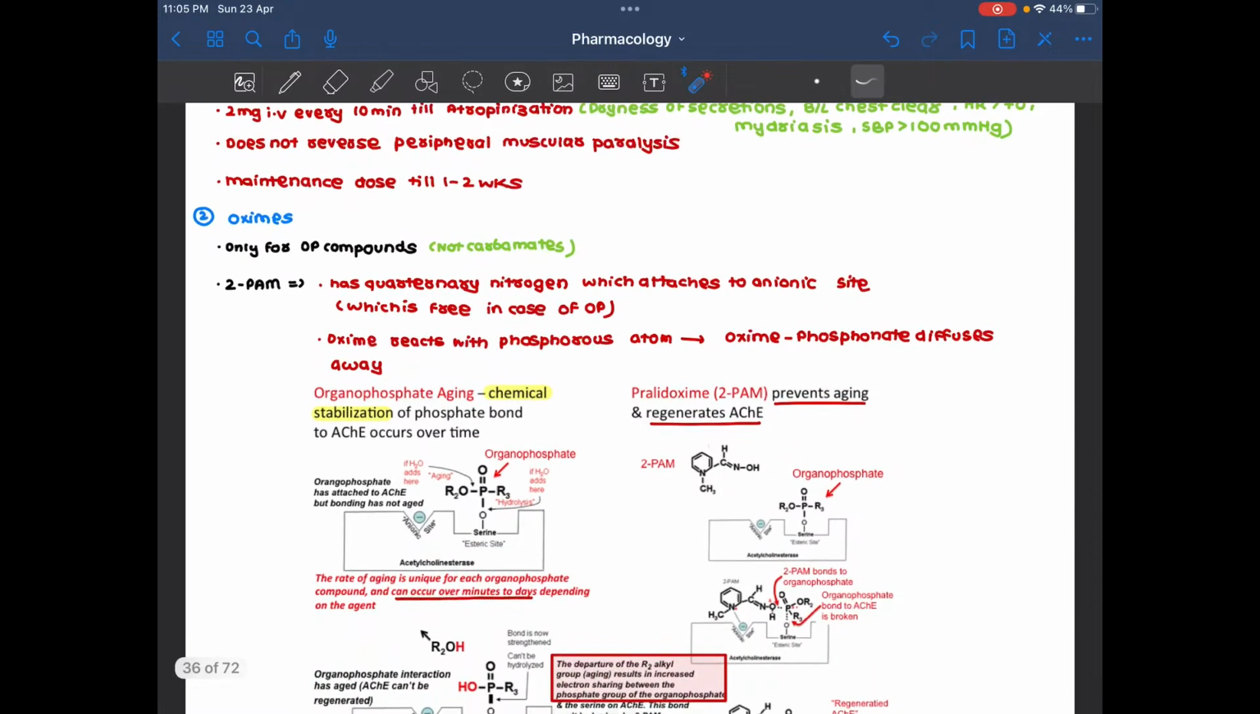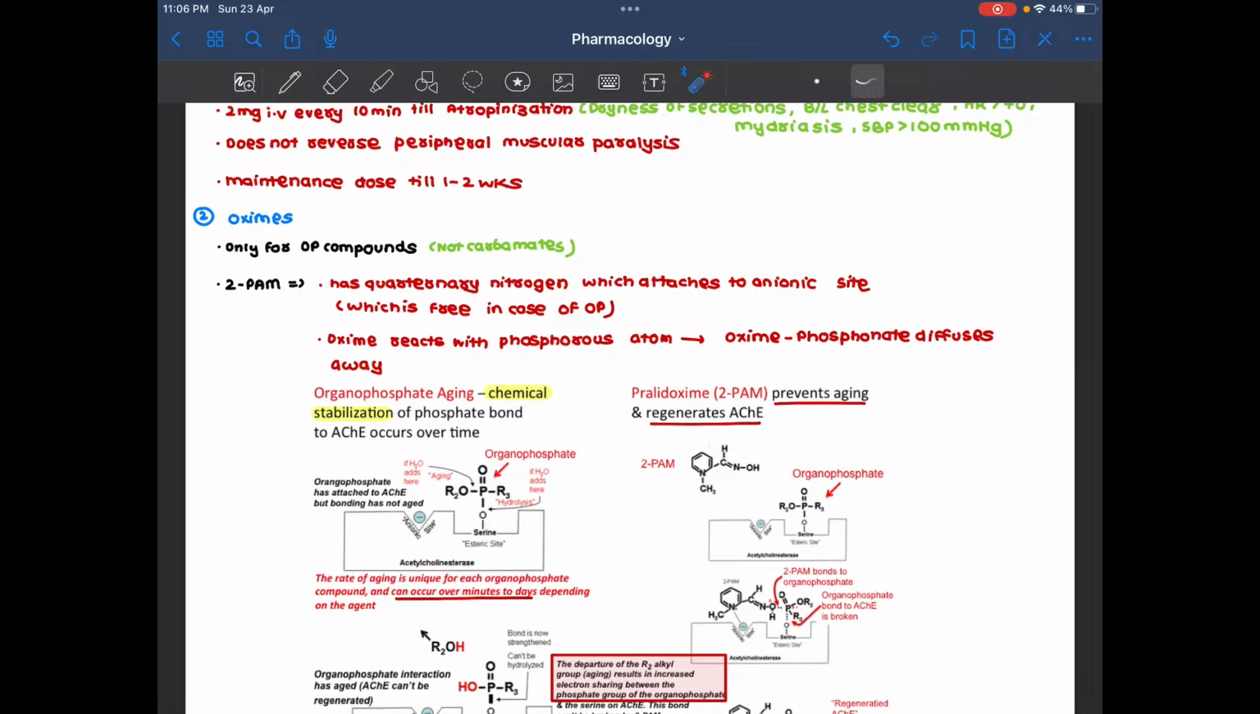Okay? What about oximes? I told you guys that oximes are going to bind with the anionic site. Okay? Because the anionic site is already bound due to the carbamate poisoning, we're not going to use them in carbamates. We're going to use them predominantly in poisoning with OP compounds. Okay? So why are they contraindicated in carbamates? Because these oximes are binding to the anionic site. You understand? If they're going to bind to the anionic site, are they not going to inhibit the metabolism of acetylcholine further? Definitely they're going to do that.